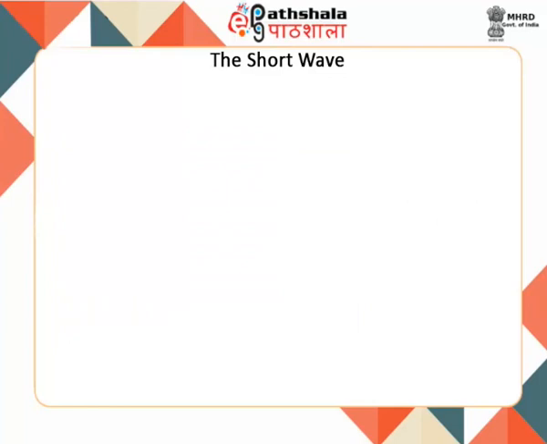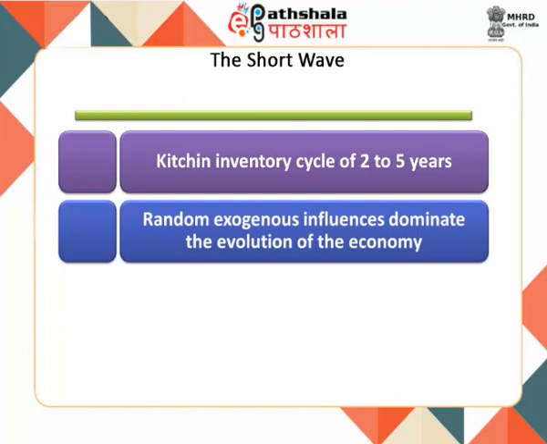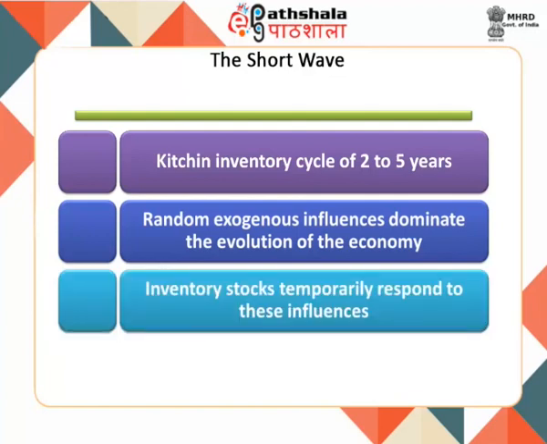The short wave. This is the Kitchin inventory cycle of 2 to 5 years, named after Joseph Kitchin. The stochastic exogenous influences were seen to dominate the evolution of the economy. Variables like inventory stocks respond to these influences temporarily but eventually return to their equilibrium values. It is not established if all these cycles really exist, and literature has extensive discussions only on the medium and short wave cycles.